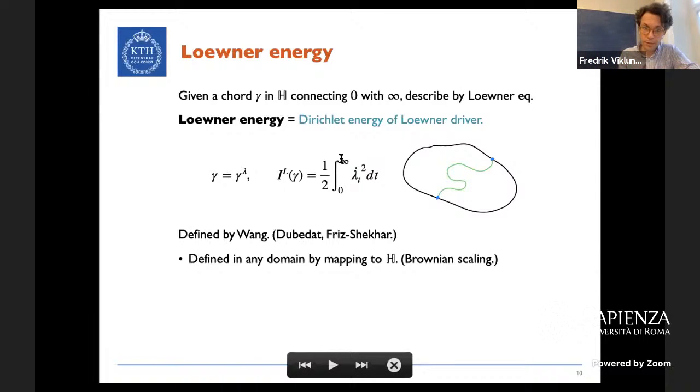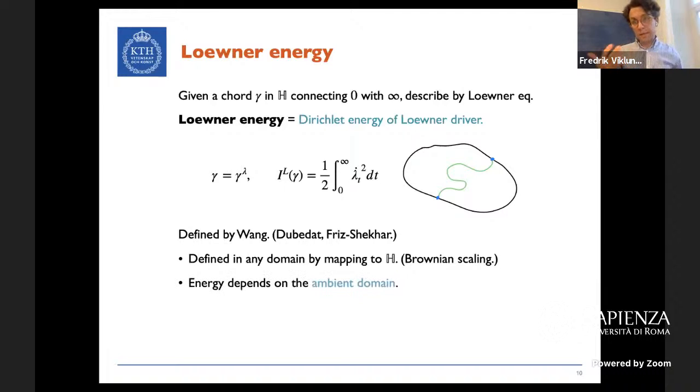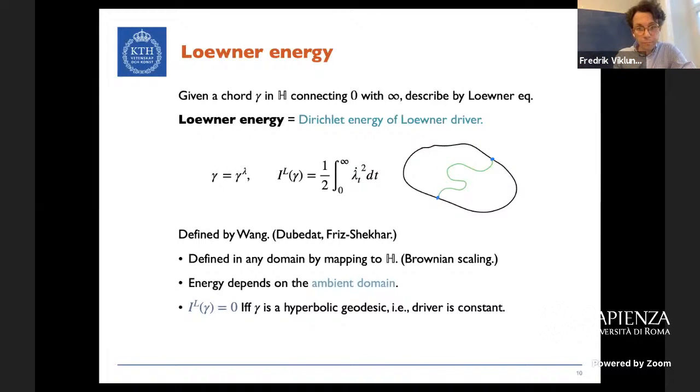So this is because of this sort of Brownian scaling that is placed nicely with the Loewner equation. That's basically the same reason that SLE curves are scale invariant in distribution. Okay, but this energy does depend on the ambient domain. So, at least in this setting, it's not an intrinsic quantity for the curve, but it depends on which domain the curve is living in.